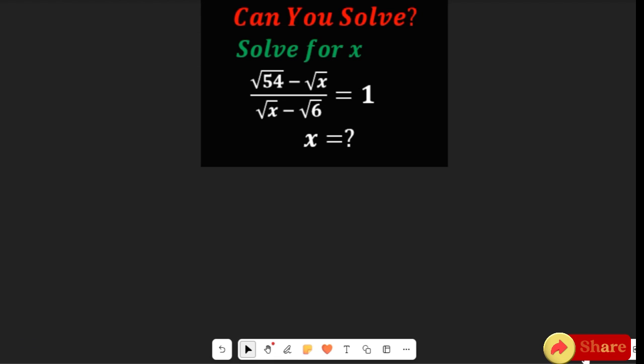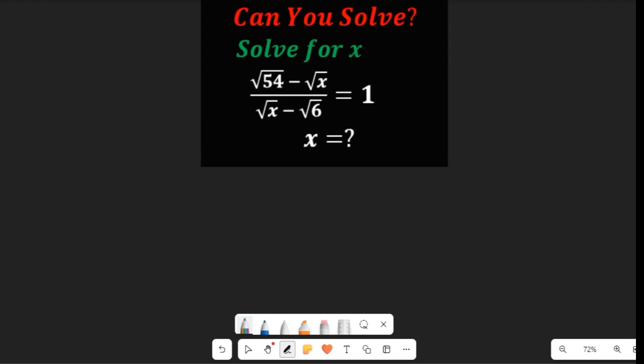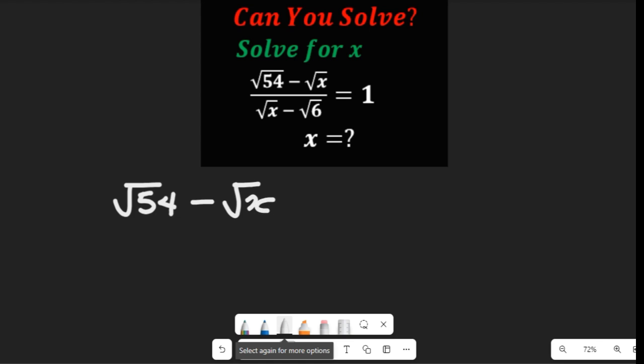Now, this is a fraction. The first thing we need to do is cross multiply. So for cross multiply, we are going to have the square root of 54 minus the square root of x, and that will be equal to the square root of x minus the square root of 6 multiplying 1. Great. So what do we do next?